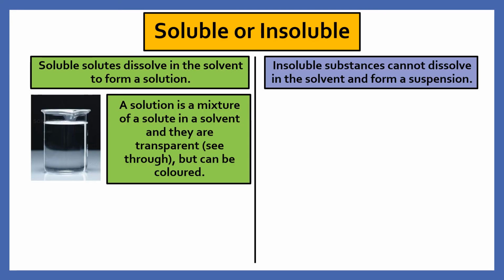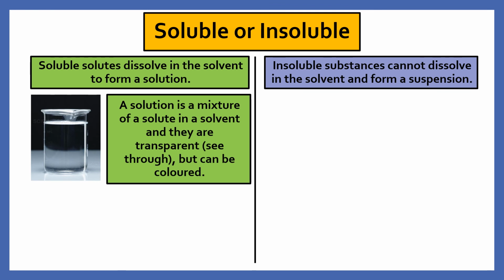Okay, let's have a look at the next two key terms that you need to know: soluble and insoluble. These are associated with solutes, so solutes are either going to be soluble or insoluble. Let's look at the green boxes on the left. A soluble solute dissolves in a solvent. So if a solute is soluble, it will dissolve, and that will form the solutions that we've seen, which are transparent.